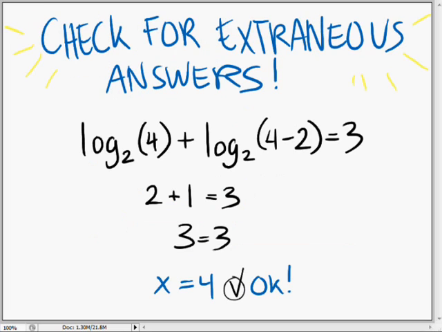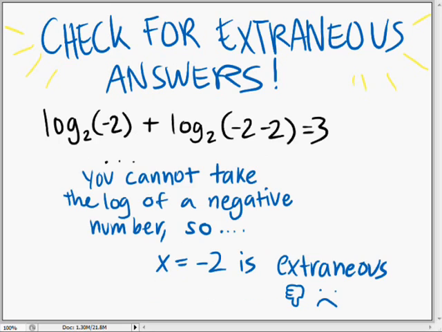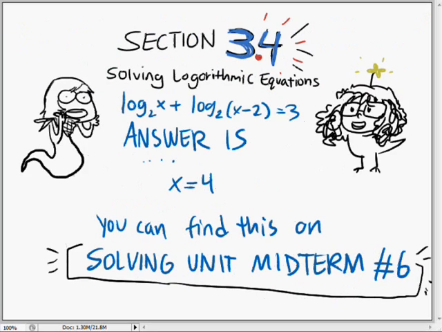Now that you have two answers, you can replace the x in the original equation. Here we replaced x with 4, and as we can see, 4 is okay. Now we use negative 2 to replace x. But you cannot take the log of a negative number, so x equals negative 2 is an extraneous solution. So since negative 2 is an extraneous solution, your answer is x equals 4. And you can find this problem on the solving unit midterm as number 6.